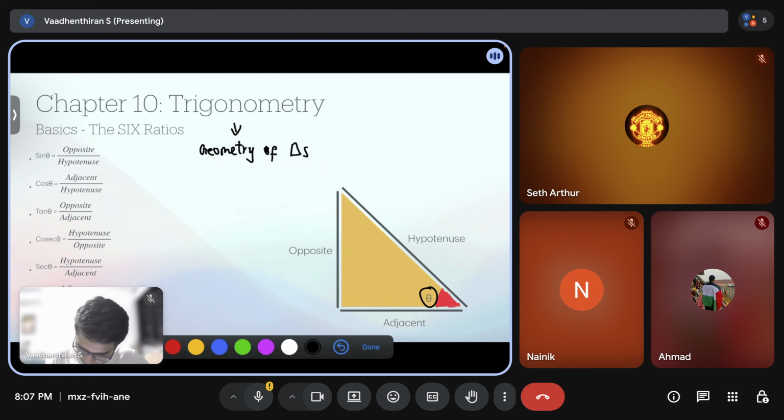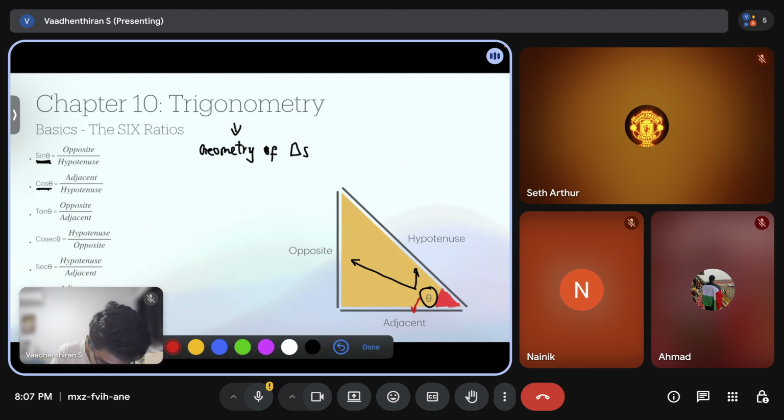For this angle theta, sine theta would be the ratio of the opposite side to its hypotenuse. Got it? You can see this is an exam tip over here. You can use SOH: sine opposite hypotenuse. So sine theta equals opposite over hypotenuse. And here is CAH, which is cos: cos is adjacent over hypotenuse. And tan is opposite over adjacent.